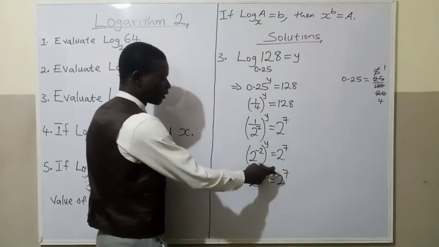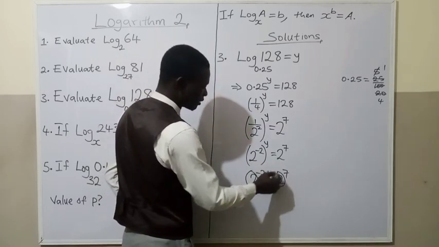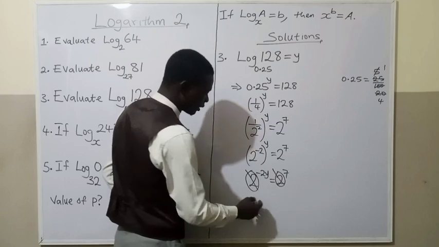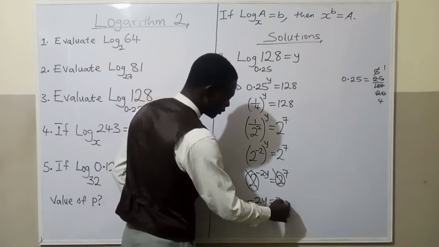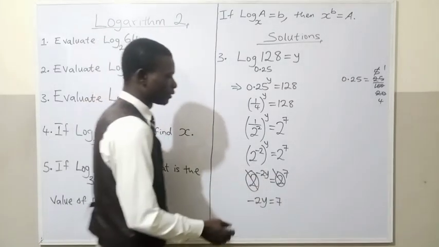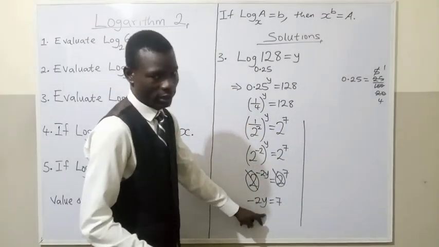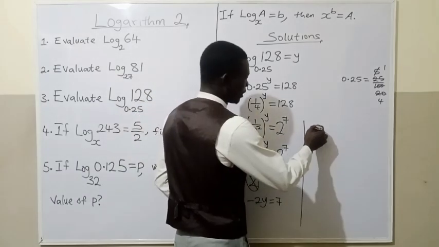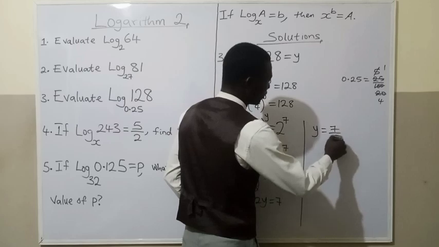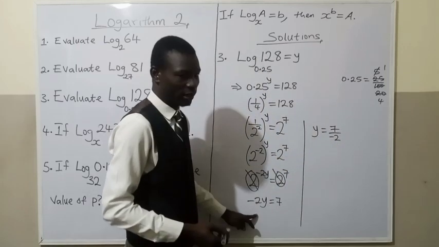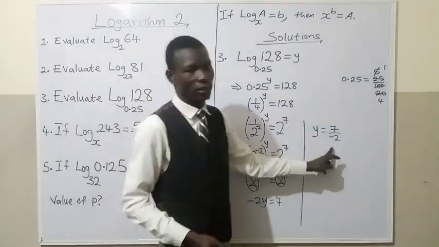So if 2 raised to power minus 2y equals 2 raised to power 7, of course, again, we can see that the bases are exactly the same, so they can cancel out. It means that negative 2y will be equal to 7. So if negative 2y is equal to 7, as before, we are going to divide both sides by negative 2 so that y can stand alone. And when we have that, we are going to have y equals 7 over negative 2, because negative 2y divided by negative 2 is going to be only y. 7 divided by negative 2 is going to give us this.